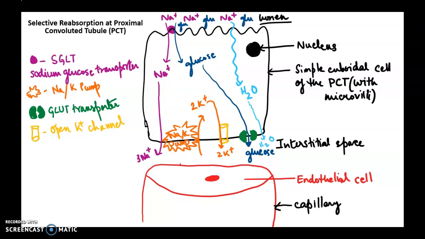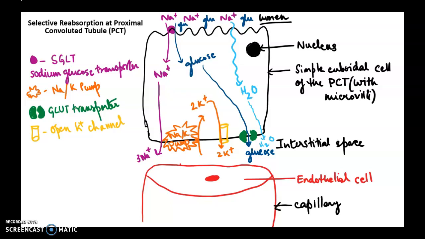So sodium will be transported into the cell from the lumen by SGLT transporter. The sodium will then leave the cell by the sodium-potassium pump. The sodium-potassium pump will allow two potassium ions to enter the cell, and these potassium will then leak back into the interstitial space via the open potassium channels. Along with sodium, glucose gets co-transported into the cell, and this glucose then leaves the cell via specialized GLUT transporters, which are located at the basal surface of the cuboidal cell.